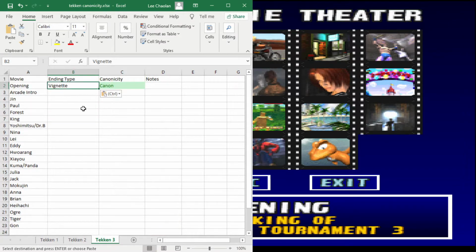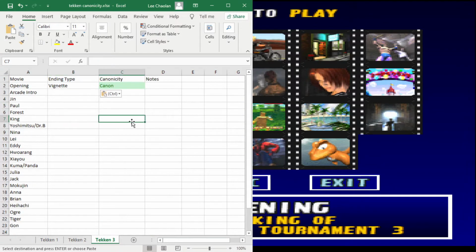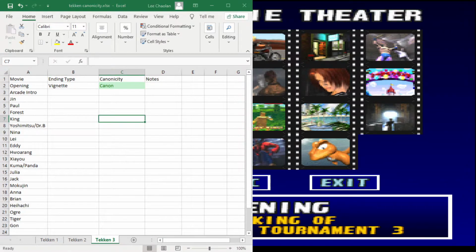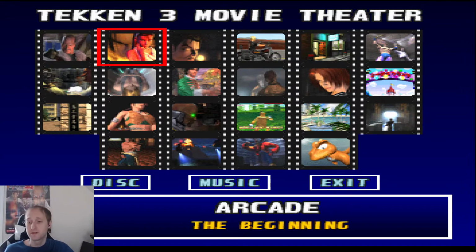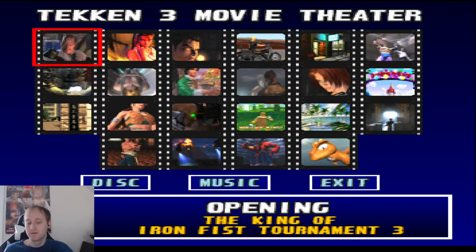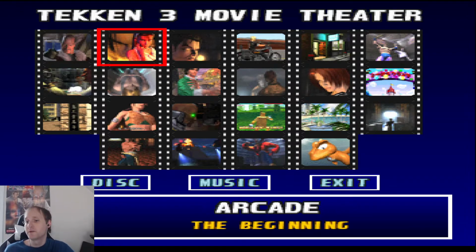It is a bunch of vignettes sliced together. It's a little bit of a pre-story type stuff. It explains what's going on, so that's great. Let's look at the arcade intro. Now for you young folks, this version was only played when you bought the home console port. If you were just playing the game in the arcade, this was about as much story as you got for Tekken 3.